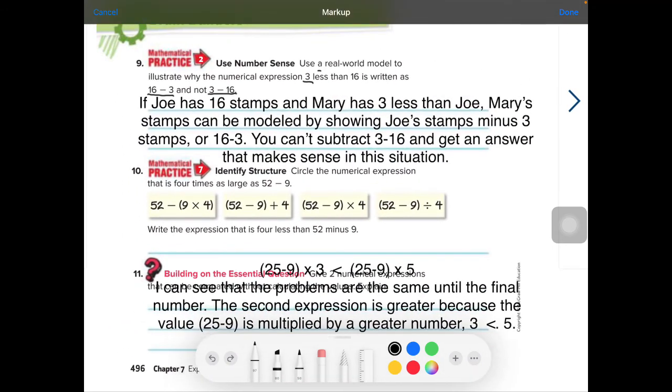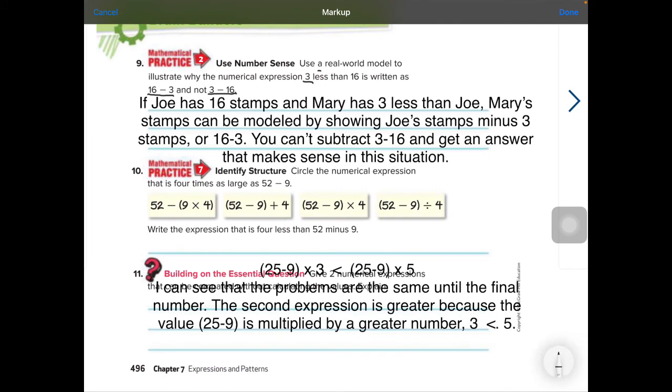Number 10. Circle the numerical expression that is 4 times as large as 52 minus 9. So let's look at each of these. 4 times as large. Oh, they don't have the parentheses in the right spot for that one. So let's look at this one. Nope. That's a plus. That's not going to work for us either. Let's look at this one. Oh, yep, there we go. This one has 52 minus 9, and it's a multiplication times 4.